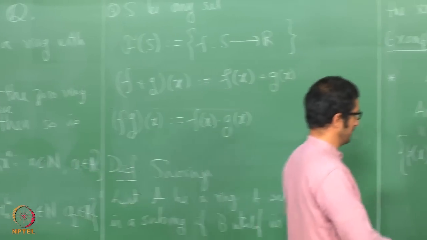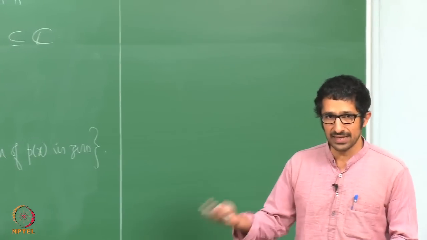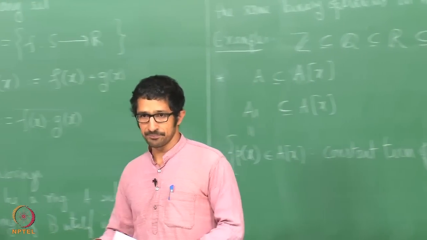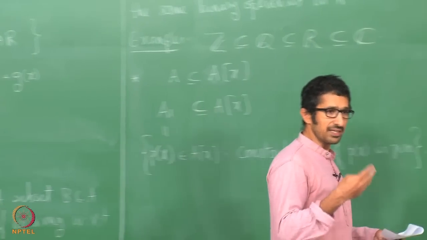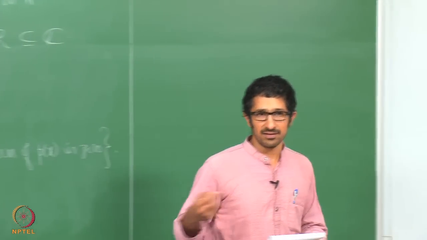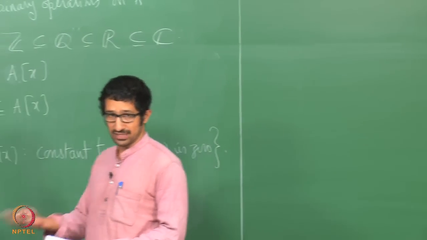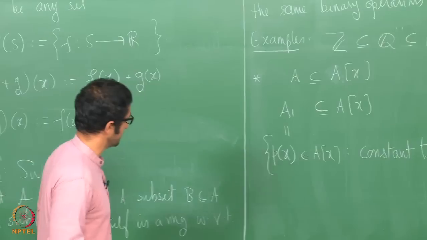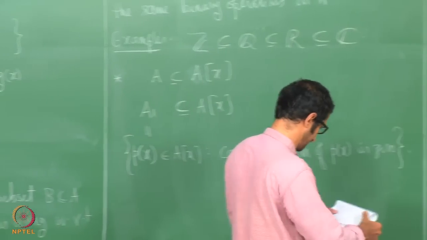So, with the natural addition and multiplication, if you take two polynomials with no constant term, you add and multiply them, it is going to remain another polynomial in the same set, because it cannot have a constant term by the usual addition and multiplication of polynomials. Okay, so we will see more examples later.